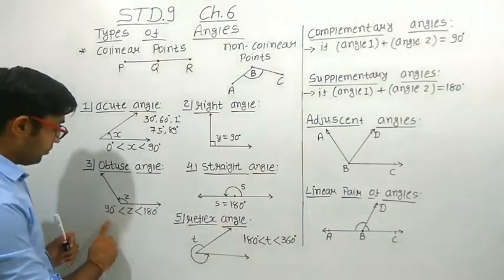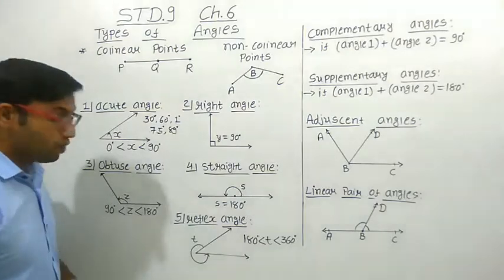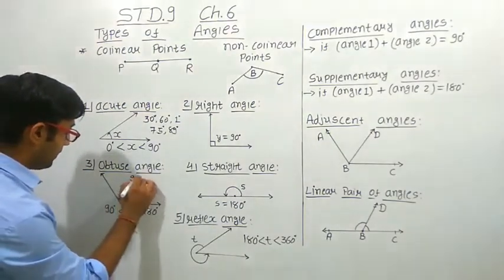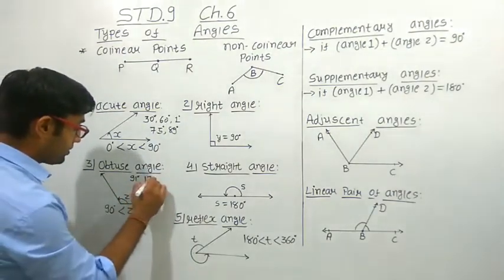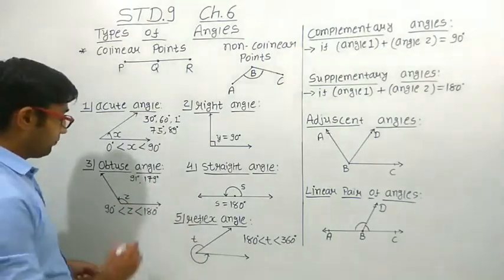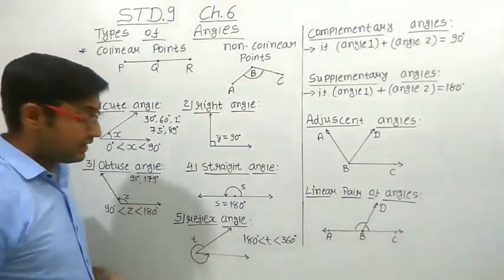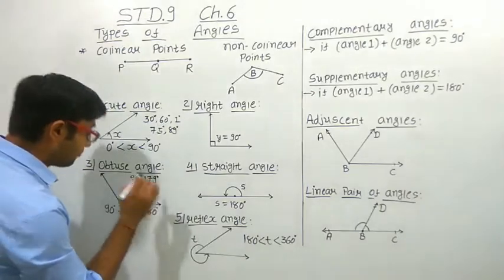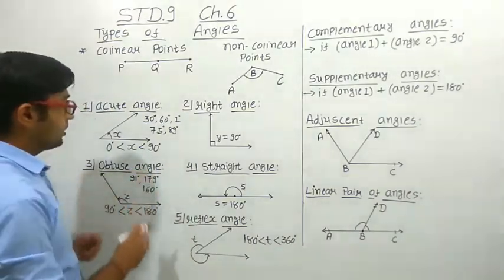So if the angle value is greater than 90 degree and less than 180 degree, then the angle is called an obtuse angle. For example, 91 degree is called an obtuse angle. 179 degree is also called an obtuse angle. So if the angle is from 91 to 179 degree, it is called an obtuse angle. Let's suppose 160 degree, it is also an obtuse angle. So this is the third type.